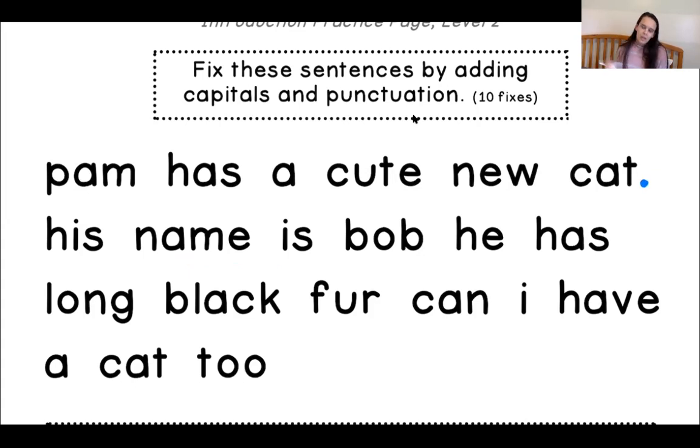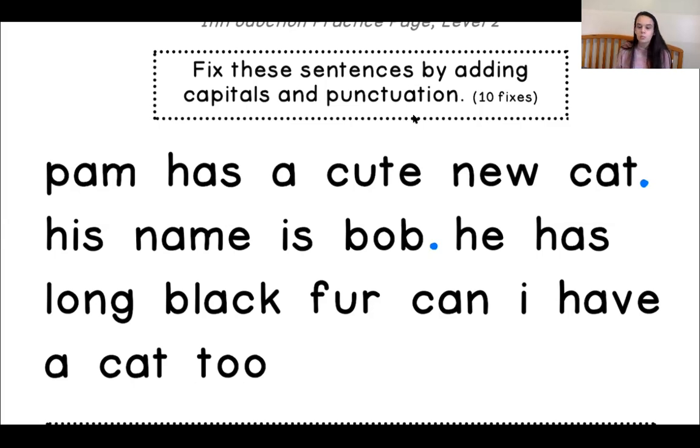Okay, great. His name is Bob. He has long black fur. That was a lot of thoughts. Let's try to find where I need to put a period. His name is Bob. Got it. He has long black fur.